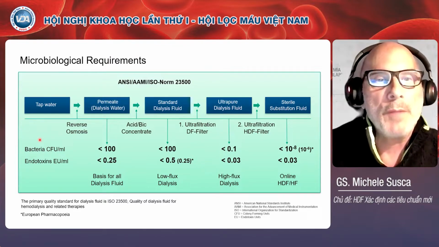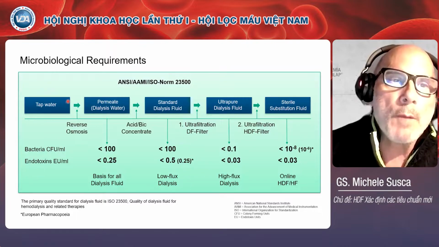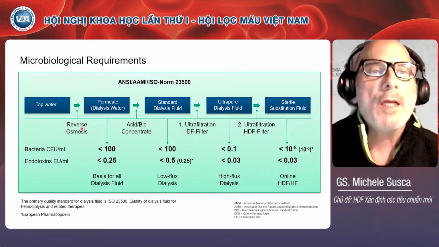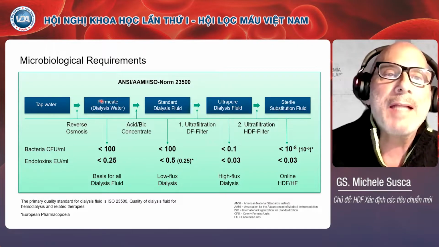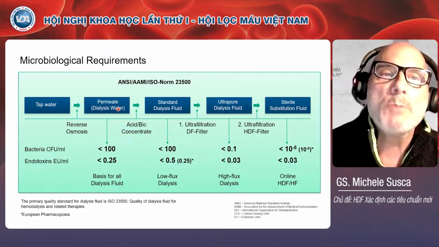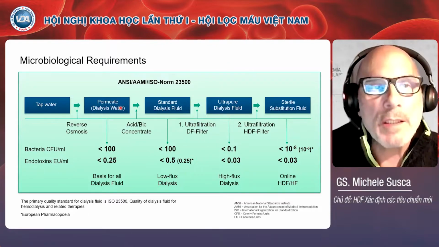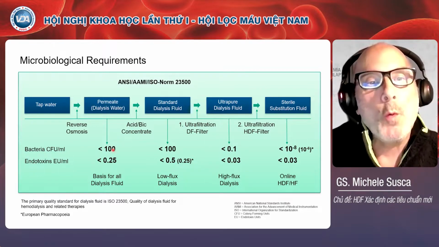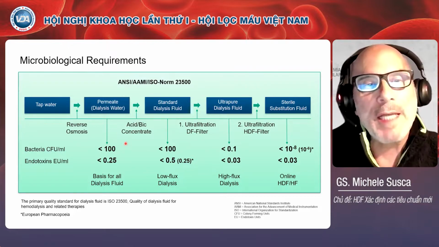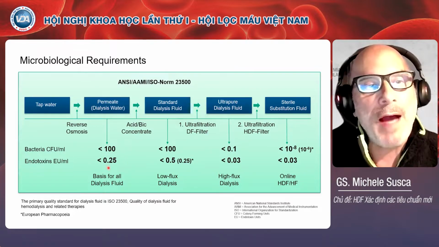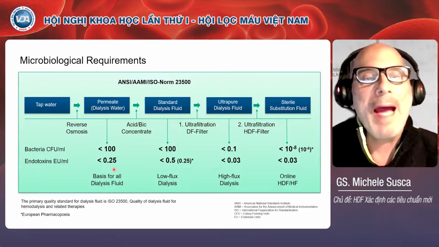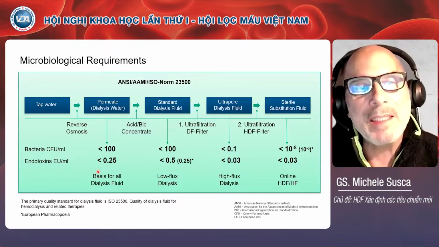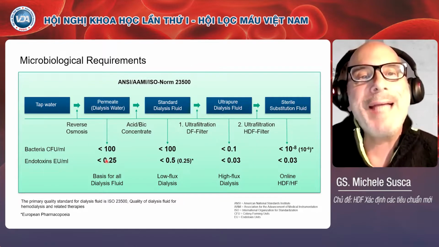and this norm sets or recommends the limit for such concentration in such a fluid. For example, here you see we take the tap water, we clean this tap water through reverse osmosis, and then we get the dialysis water for every dialysis machine. And the concentrations of bacteria and endotoxins in such water should be up to 100 CFU for bacteria and up to 0.25 units per milliliter for endotoxins. And this water quality is the basic quality for all dialysis machines.